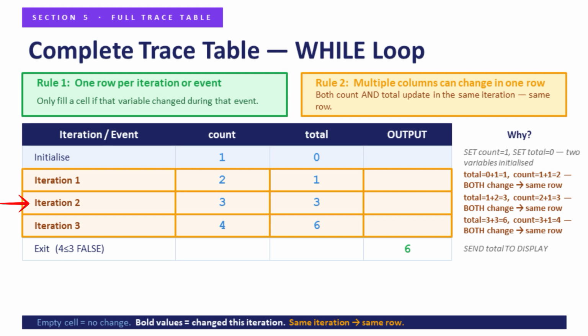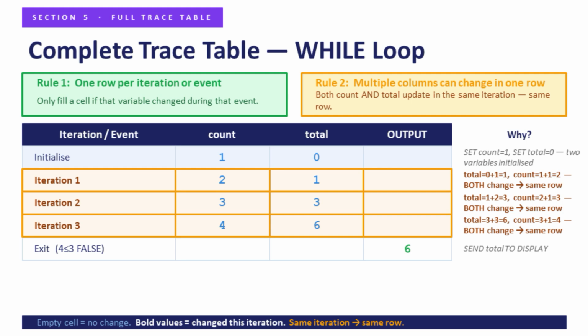Line 5, count becomes 3. Back to line 3, is 3 less than or equal to 3? Yes. Line 4, total becomes 3 plus 3 equals 6. Line 5, count becomes 4. Back to line 3, is 4 less than or equal to 3? No, false. Exit the loop. Line 7, output 6. The final answer is 6, and your trace table shows every single step that got you there.